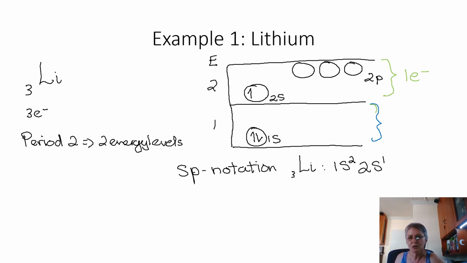So I've got 2 core electrons. Sorry, let me just do that. 1 valence electron. So this is my valence electron in the valence energy level, and these ones are the core electrons.